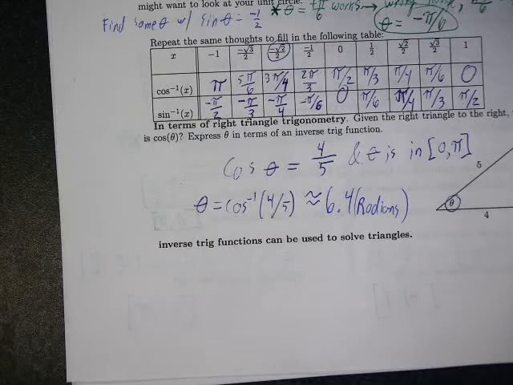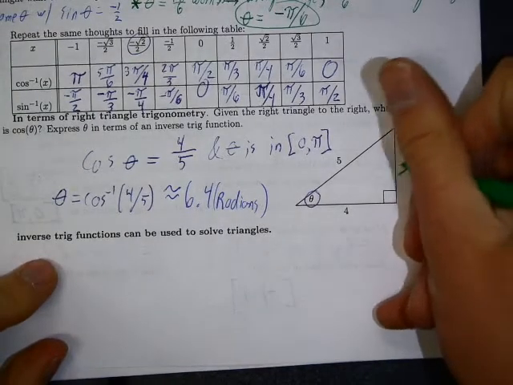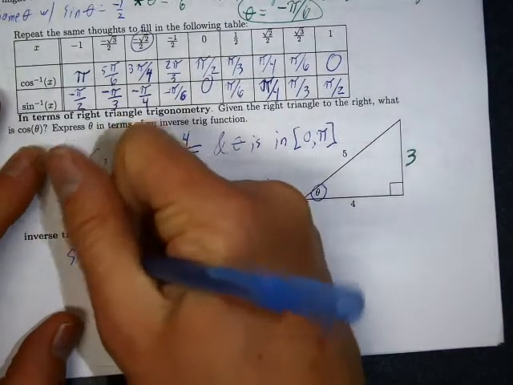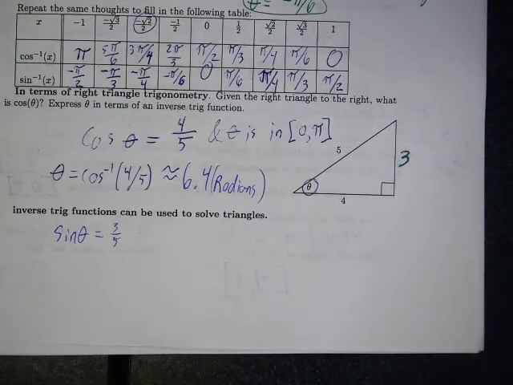Let's take a short segue and let's notice a few other things. What's the other side length on that triangle? 3. So what other trig functions of theta can you determine? How about sine? What is the sine of that angle theta? 3/5. Is the angle theta somewhere between negative pi over 2 and pi over 2? Yeah, in fact, it's between 0 and pi over 2, so even better.